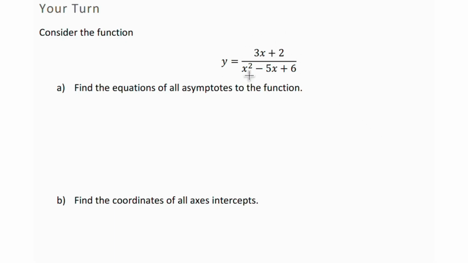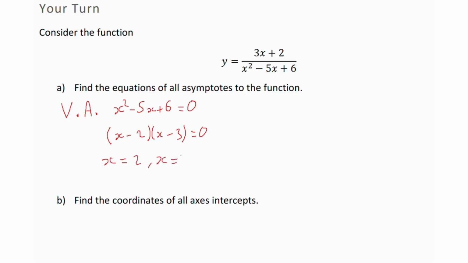Consider this function, (3x + 2) over (x² − 5x + 6). Find the asymptotes. So first of all, the vertical asymptotes. Vertical asymptotes are when the denominator, in this case x² − 5x + 6, is equal to 0. It's a quadratic equation, so we need to solve it by factorizing. Multiply to make 6, it's going to be −2 and −3, which means we have two vertical asymptotes, x = 2 and x = 3.